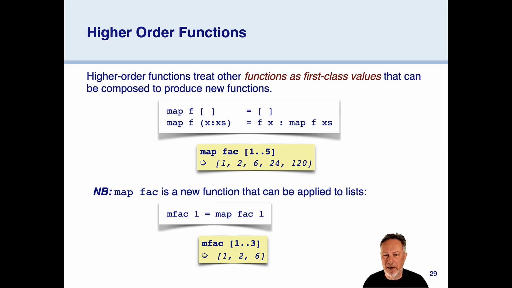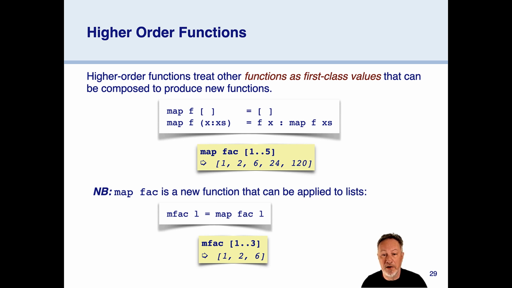Now, what can we do with that? Here's a very well-known example, the map function. Map takes a function and a list and returns a new list where every element of the original list has that function applied to it. So if we map f to the empty list, that gives us the empty list. And if we map f to a list with x at the head, we simply return the list with f of x at the head and map f to the tail. That's a complete definition of the map function.